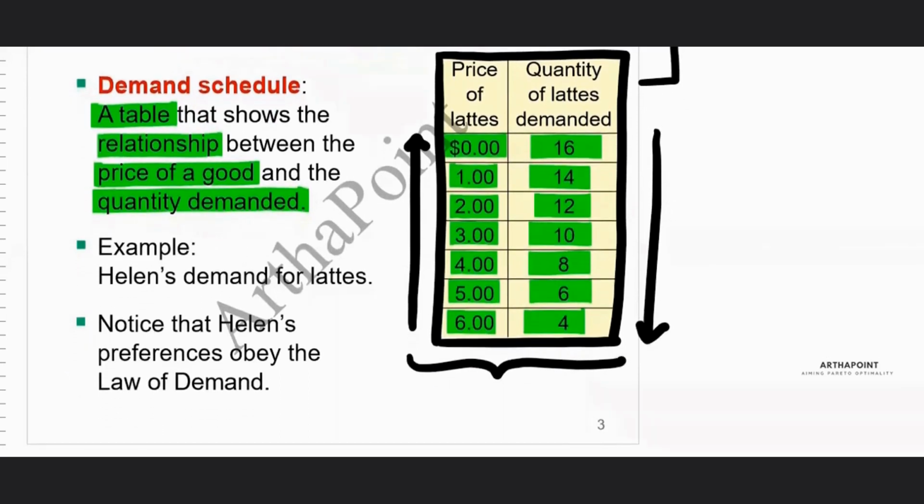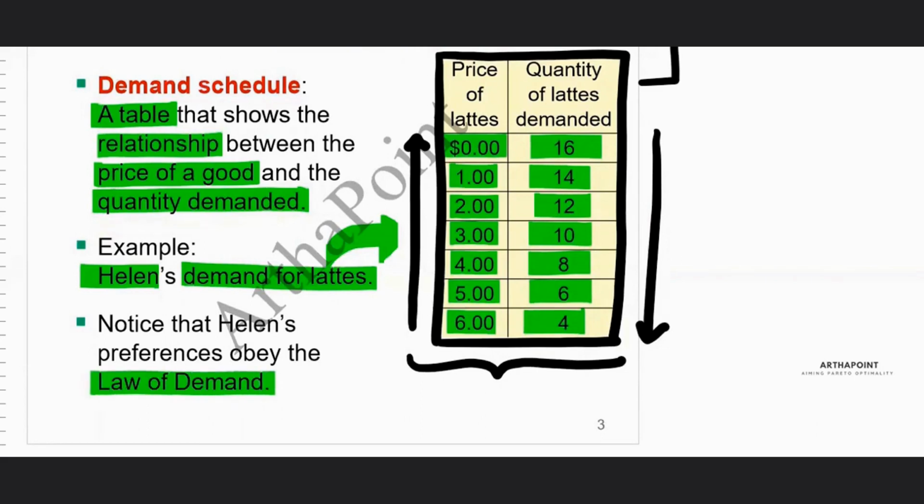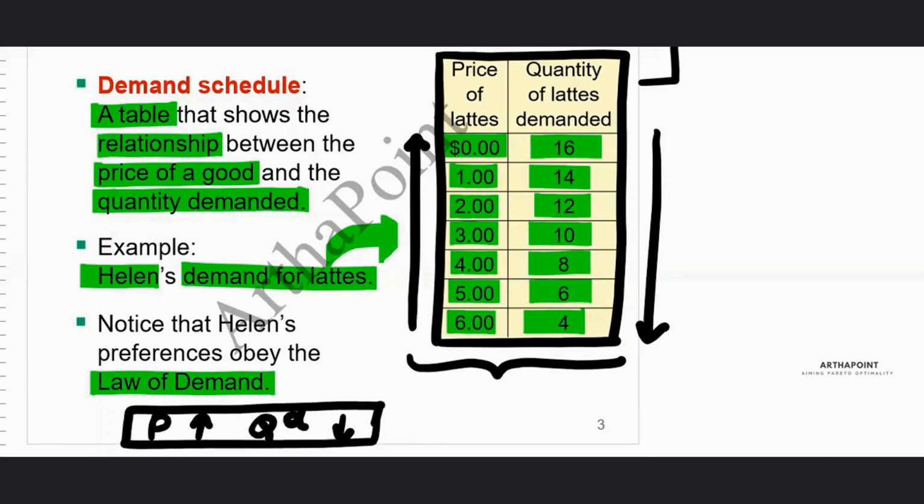For example, here we take an individual, Helen, and her demand for lattes is given in the schedule. This shows that her preferences obey the law of demand, because clearly as the price is increasing, her quantity demanded is decreasing. So it is meeting the law of demand.